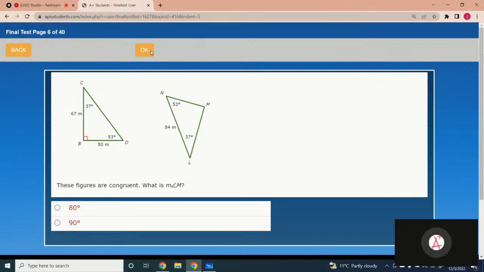Okay, these figures are congruent. What is angle M? Angle M is a right angle. Got it? Just look at the angles. M is a right angle, so it would be 90 degrees. You can just look at the figure. Just rotate the triangle and M is at the right angle, so it would be 90 degrees. Got it?